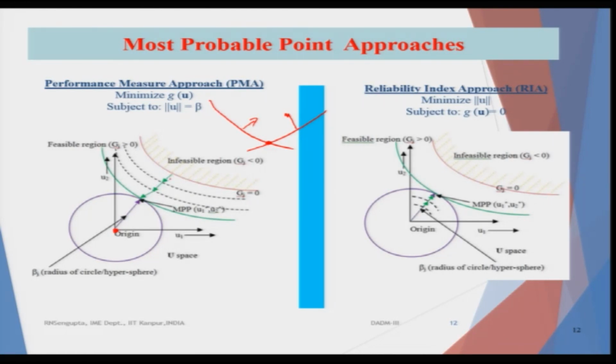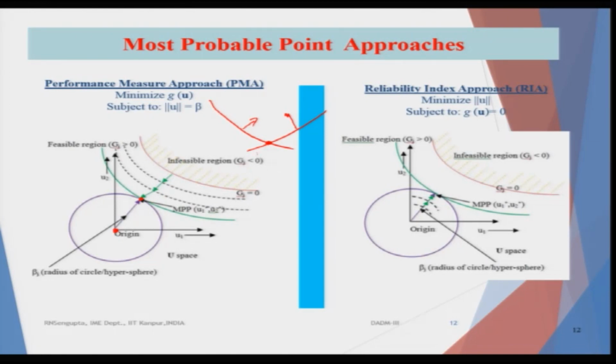So, you start moving. These green arrows give you the incremental steps in which the infeasible region increases and goes more inside the feasible region. That means the feasible region shrinks till the point is reached where it is tangent, and that tangent point I mentioned is the MPP, or the most probable point, which in the two-dimensional case would be u1 star and u2 star in the first iteration.